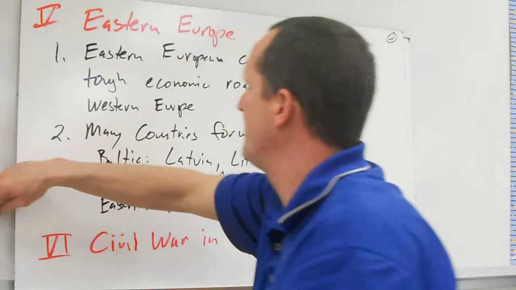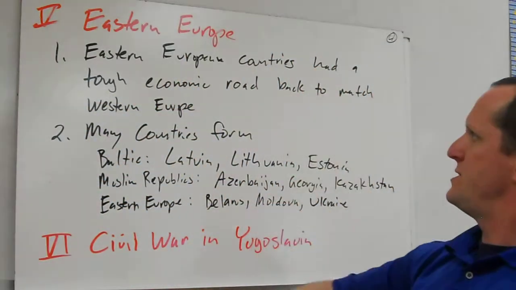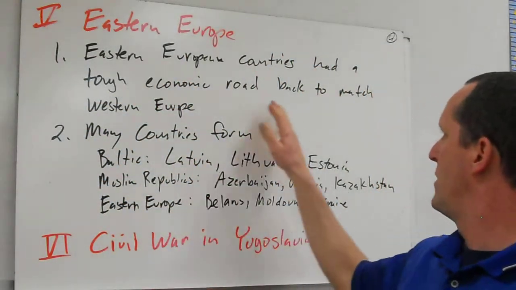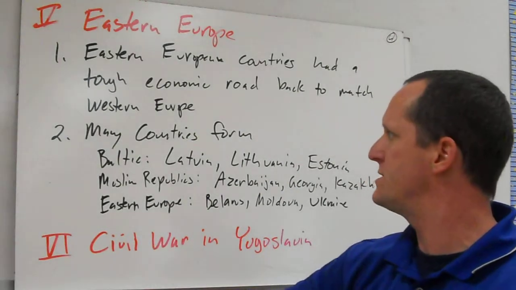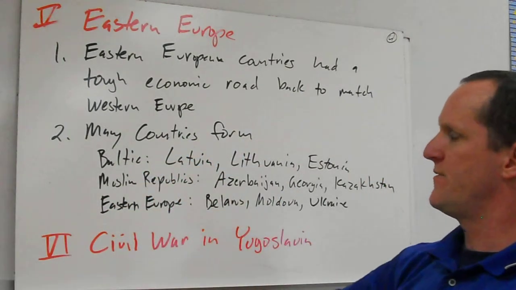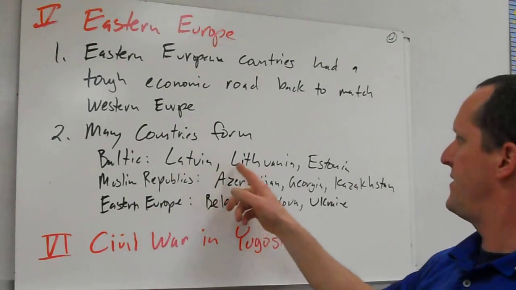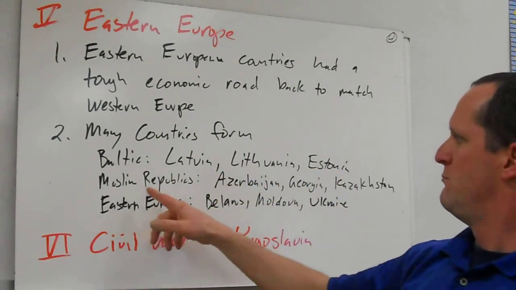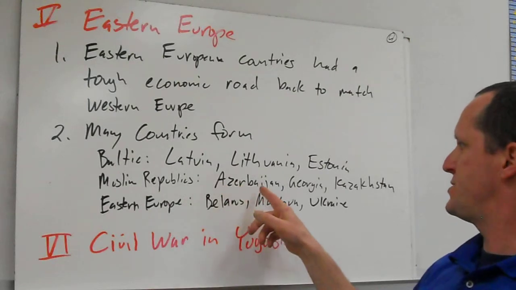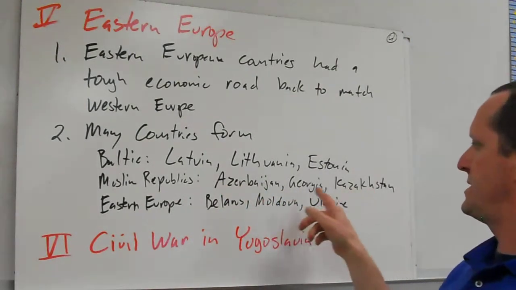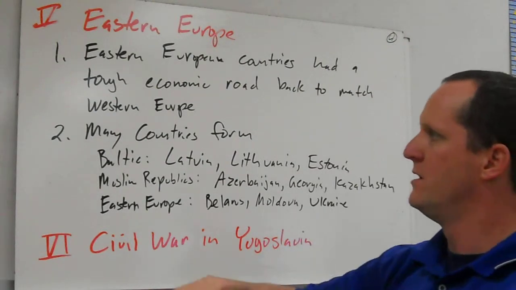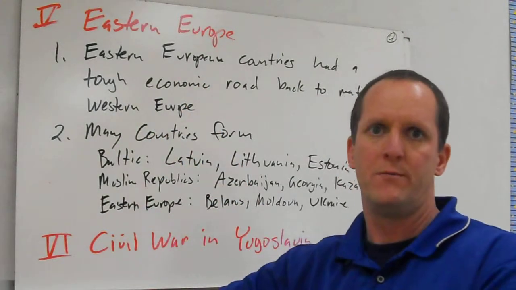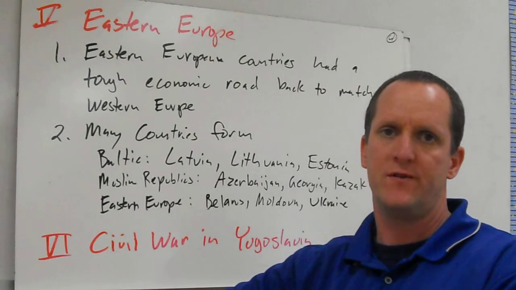Now, Eastern Europe. Eastern European countries had a tough economic road back to match the Western European countries. Many countries reformed in the Baltic region. You had Latvia, Lithuania, Estonia, Muslim republics such as Azerbaijan, Georgia, Kazakhstan. In Eastern Europe, you had Belarus, Moldova, Ukraine. All of these countries reformed after the collapse of the Soviet Union.